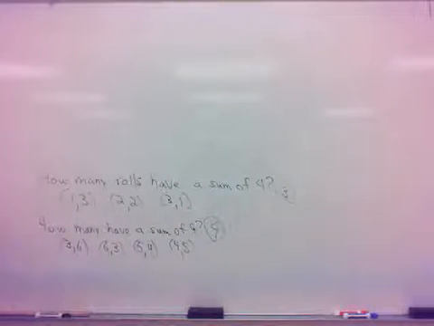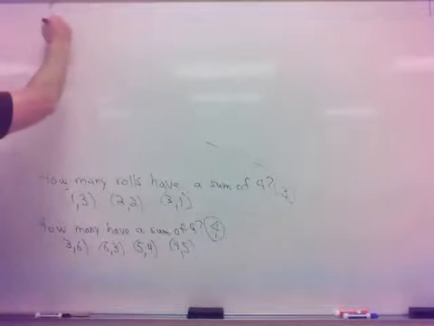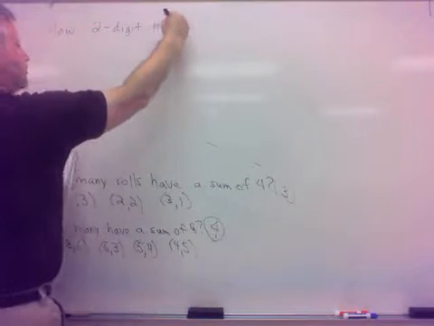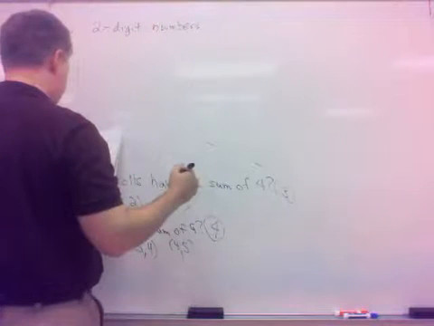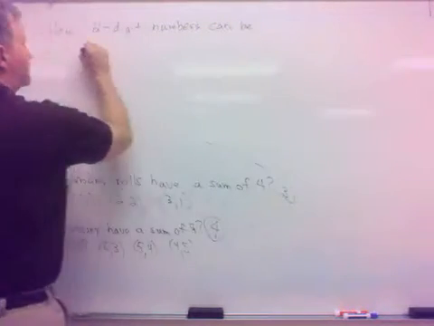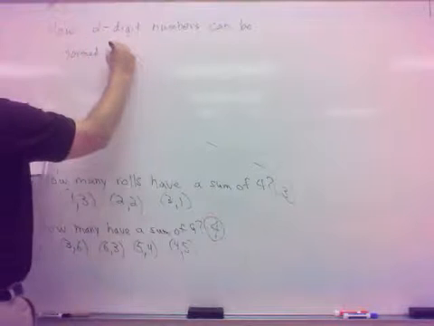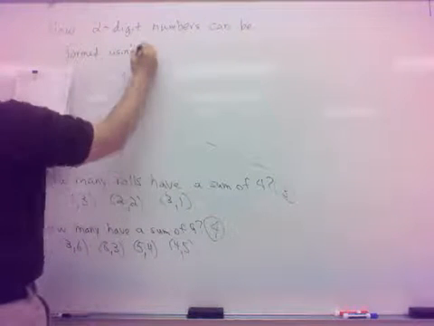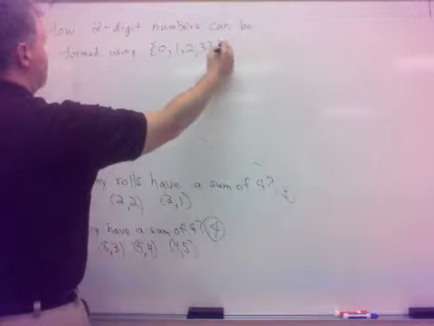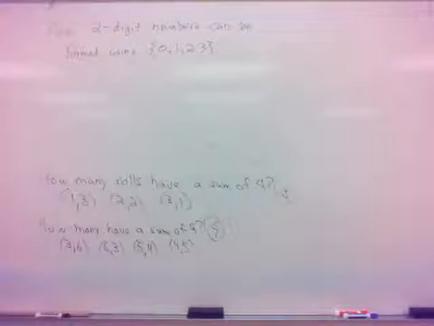Let's move to counting numbers. How many two-digit numbers can be formed using 0, 1, 2, and 3? So we have to form a two-digit number out of the digits 0, 1, 2, or 3.